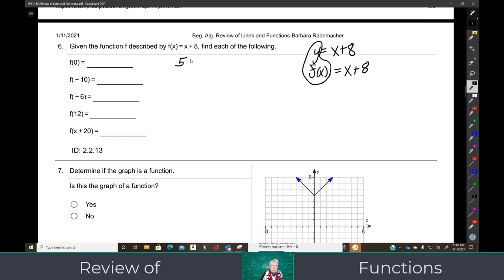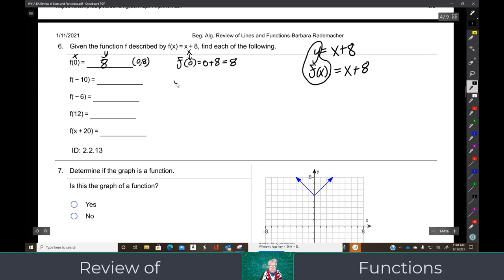f of 0 means I put a 0 in. Ignore that. I didn't do that. That's your imagination. f of 0 means I put a 0 in for the x, because this is always an x value. So f of 0 equals 0 plus 8, which is 8. And so I put that over here. Now, this is always x, the number in the parentheses. The number you get over here is always y, which also means we're talking about the point (0, 8). They're not asking you for that, but I want you to know that.